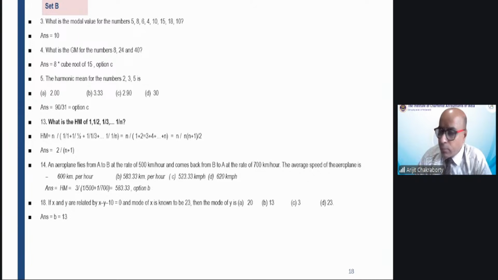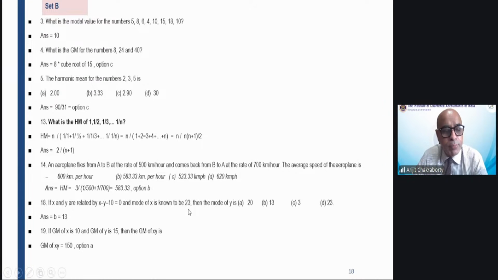23. If the mode of x is 23, then the mode of y is very simple. Mode of x is 23, and the equation is y equal to x minus 10. So the mode of y will be equal to the mode of x minus 10. That is the relation, y equal to x minus 10. So 23 minus 10 means it is 13. Option B will be the right answer for question 18.